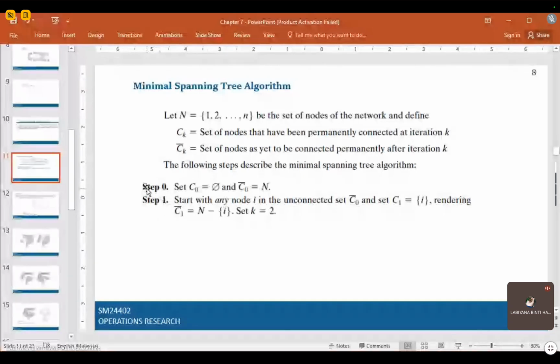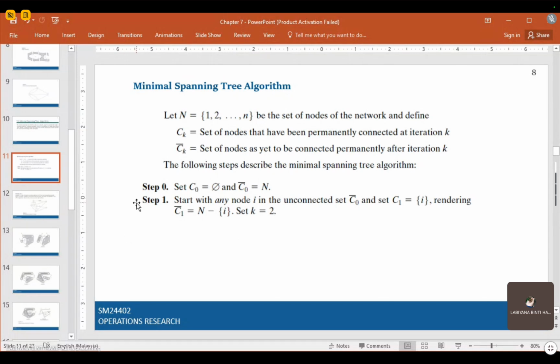The first step is we set C0. The 0 here represents iteration 0, so this is our starting point. We let C0 equal to the empty set, the symbol representing nothing, and C bar 0 is N. N here is the total nodes, the set of all nodes.